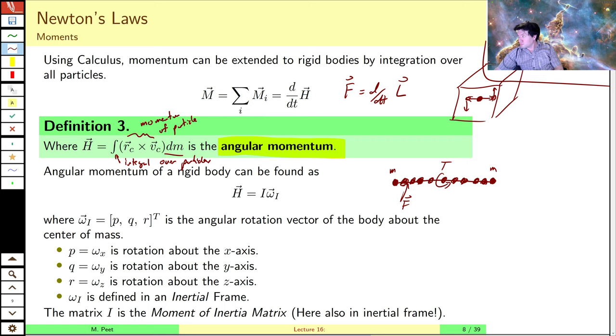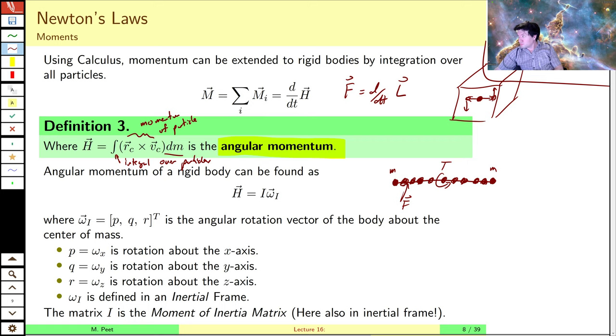All right, so we define angular momentum that way. Of course, that's relatively useless because we don't want to be integrating things all the time. And so we have a relatively compact formula for the angular momentum of a rigid body, assuming that the relative positions of the particles don't change. That's due to internal forces, which we're going to pretty much ignore.